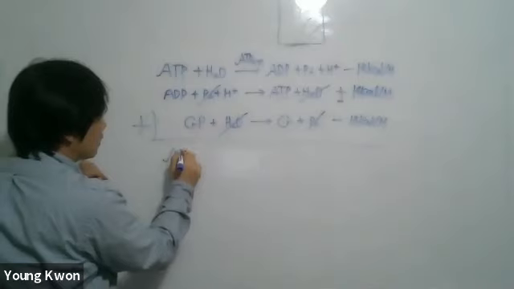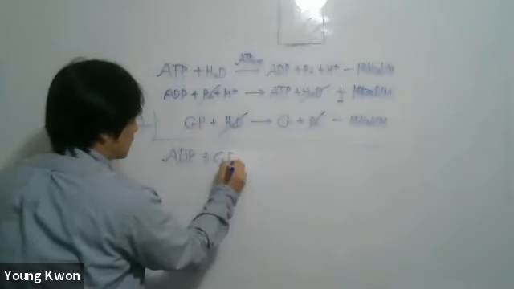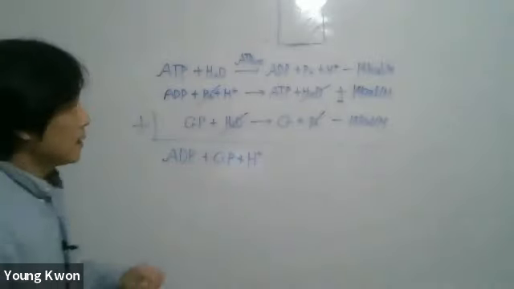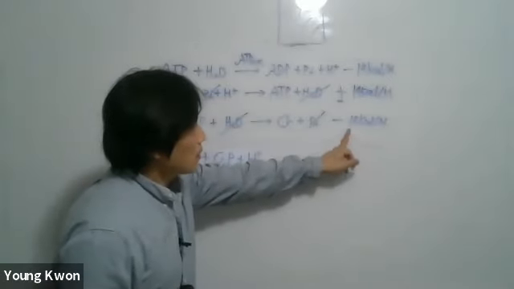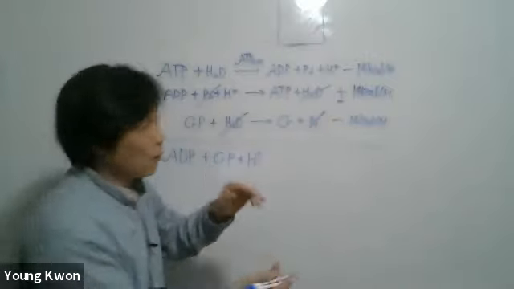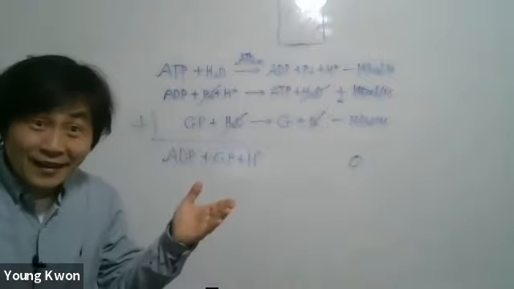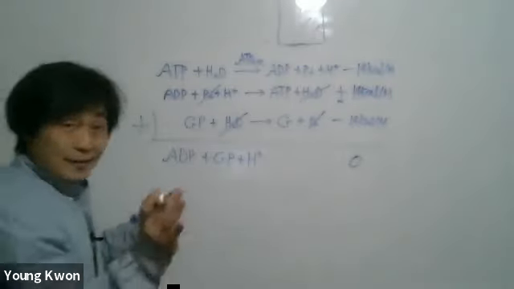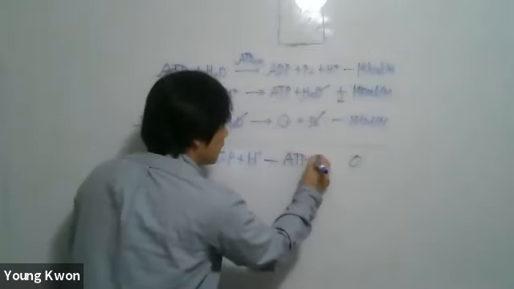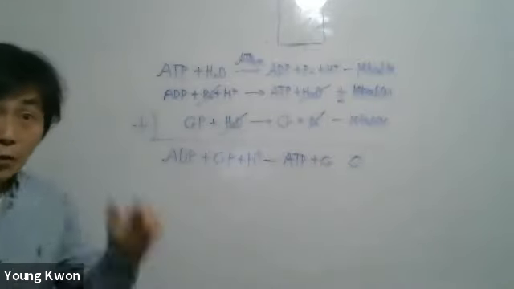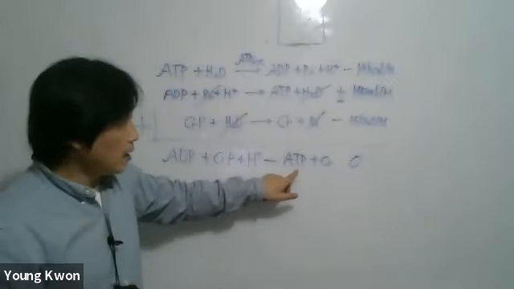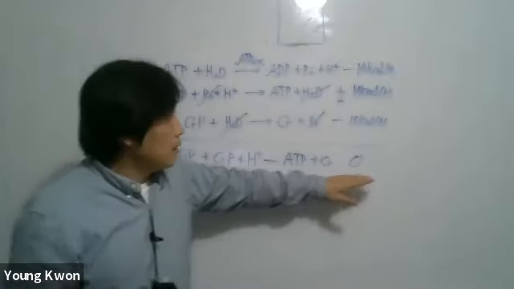So ADP and creatine phosphate, plus a proton. And how about this one? It's negative 14 kilocalories, positive 14 kilocalories. So the net is, oh my goodness, zero. And I want to complete this reaction, so ATP and creatine. Do you agree? Left side ADP, creatine phosphate, proton, and right side ATP and creatine. But right now it is zero.